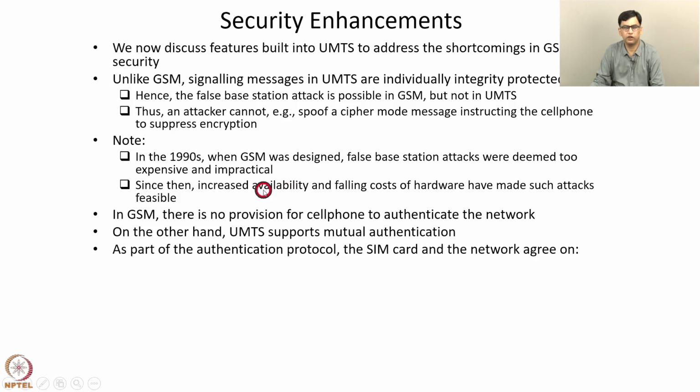So as part of the authentication protocol, the SIM card and the network agree on an encryption key and a key for integrity protection of messages. And the encryption key is used to encrypt the data messages that are sent subsequent to the authentication process. And the integrity key is used for providing message integrity of messages that are sent subsequent to the authentication process.